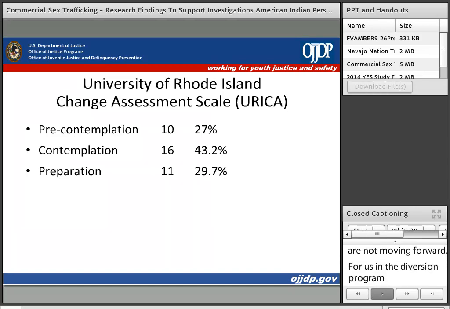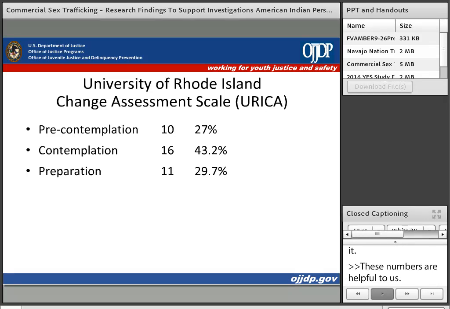And for us in a diversion program, this is really critically important, that they're provided with all of the opportunities they need to move forward and have the time and the opportunity to think about it. So these numbers are really helpful to us as we design.